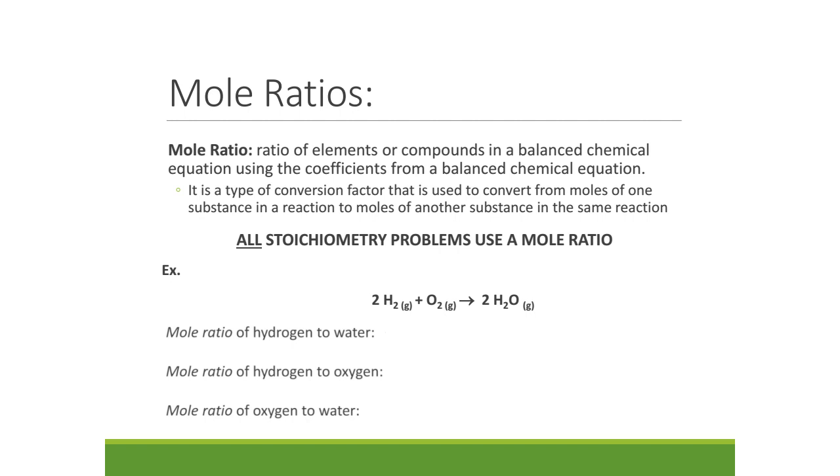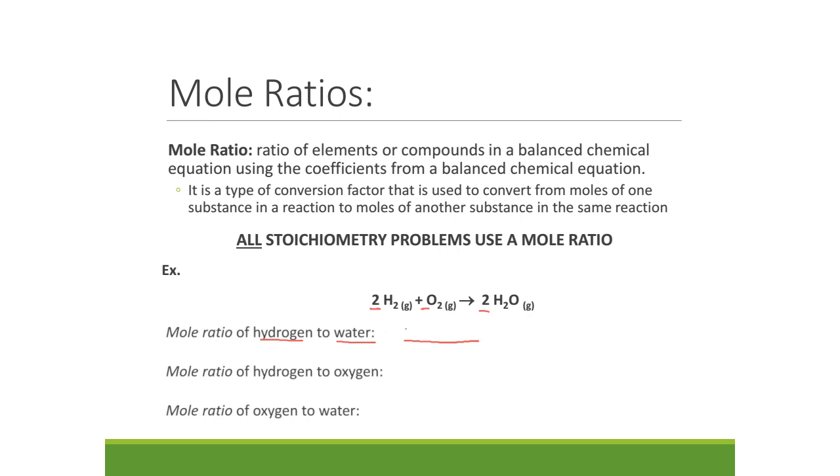So the first thing that we need to be able to do is set up our mole ratios, these conversion factors that we're going to be using. Looking at this chemical equation, let's look at our coefficients. We've got a coefficient of 2 in front of our hydrogen. There's nothing in front of oxygen, which remember means that it's a 1. And then we've got a 2 in front of our H2O. So if we want the ratio of hydrogen to water, we're going to set it up like a fraction.